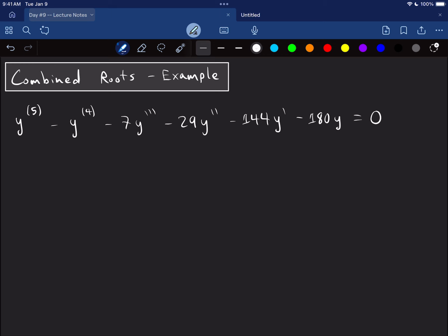Super ugly. We have the fifth derivative of y minus the fourth derivative of y minus 7y triple prime minus 29y double prime minus 144y prime minus 180y equals 0. This gives us a characteristic equation that looks like this. And we, of course, would look at this and say, good luck factoring this.